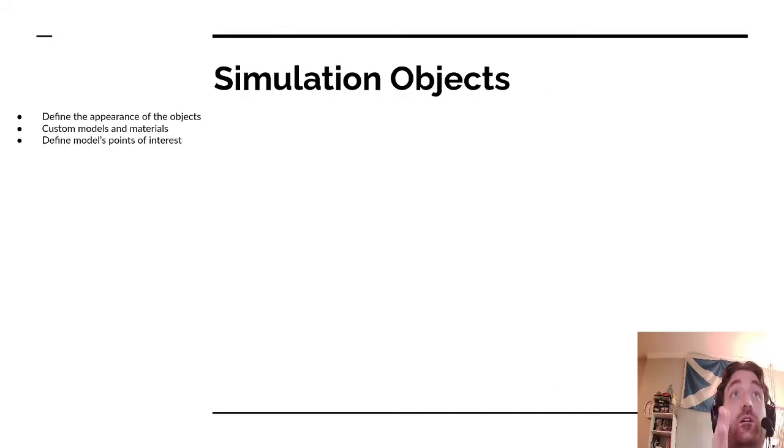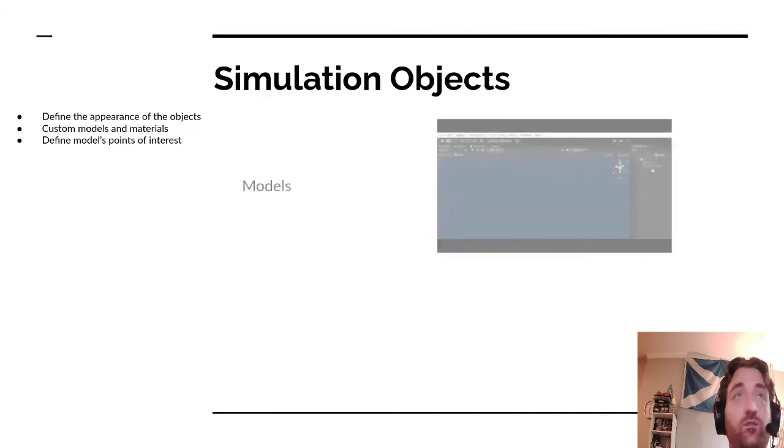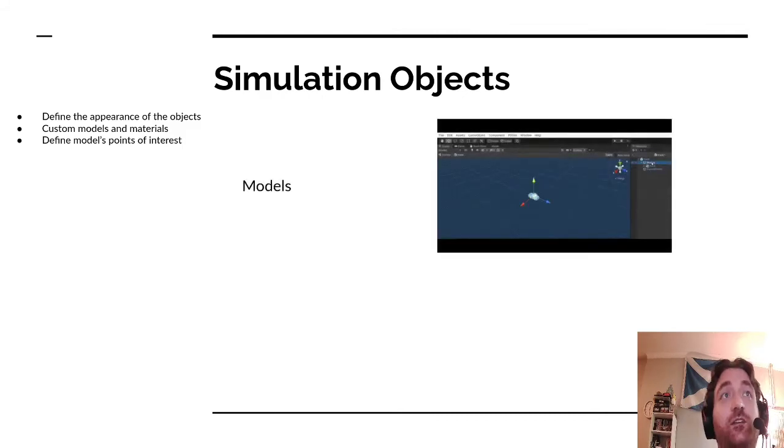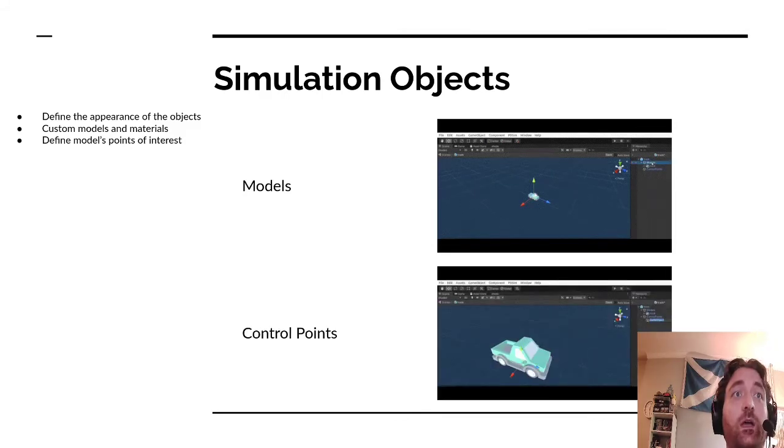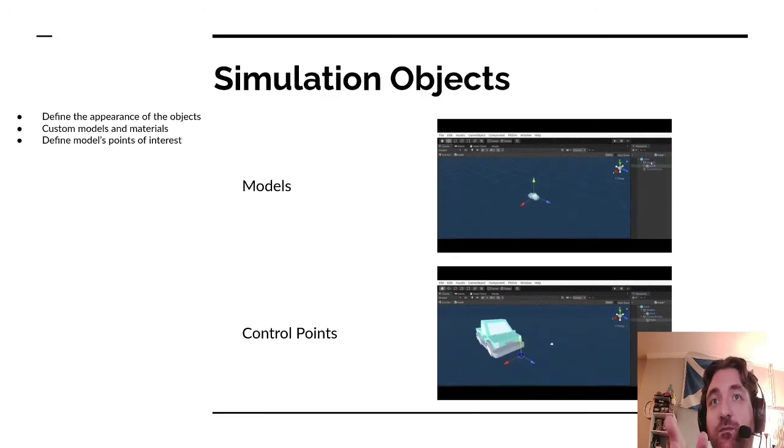So what are simulation objects? They define the appearances of the object using models, 3D models or 2D models, whatever, and materials or shaders, and the user can define the model's points of interest, let's call them. Here we have the example for the truck in the logistic domain. We are basically dragging the model inside the Unity interface, and the user of course can define control points or points of interest, as I called them before. For example, we are defining here the front of the truck and the cargo point of the truck.